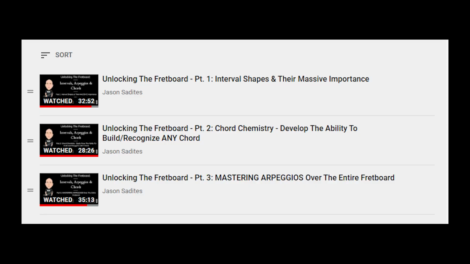So, just to recap, I have 3 parts in this series so far. Part number 1 was called Interval Shapes and Their Massive Importance. Part 2 was called Chord Chemistry, Developing the Ability to Build and Recognize Any Chord. And Part 3 was called Mastering Arpeggios Over the Entire Fretboard.